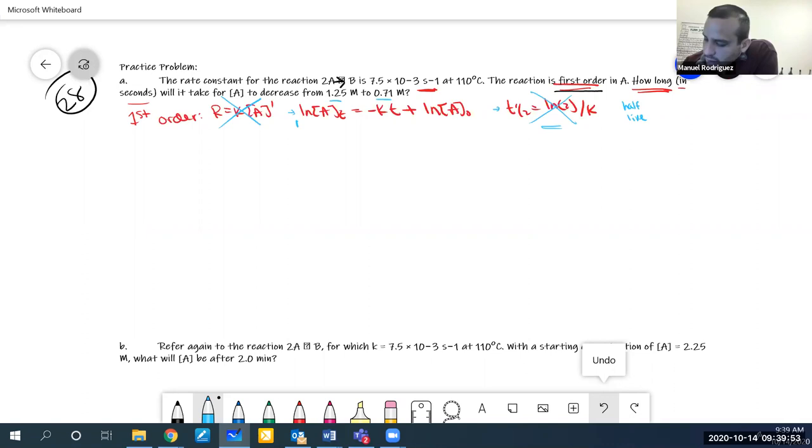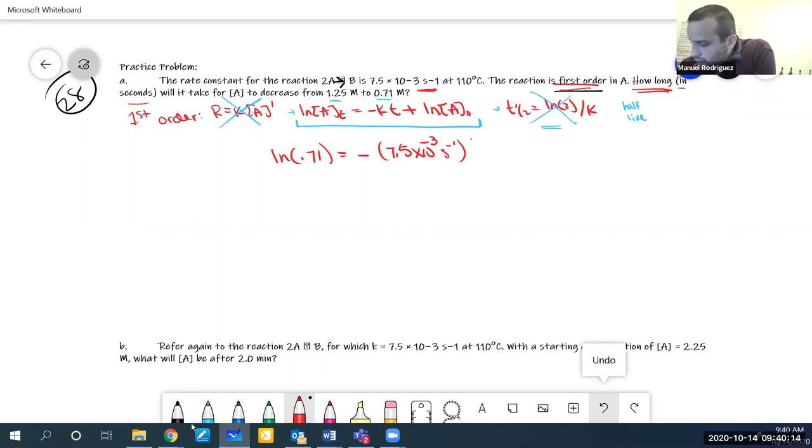So then we start to plug in our information. My final is the 0.71. So it will be natural log of 0.71 equals negative K, which is 7.5 times 10 to the negative 3 seconds to the minus 1, times the time, which I don't know, that's what I'm looking for, plus the natural log of my initial, which is 1.25.